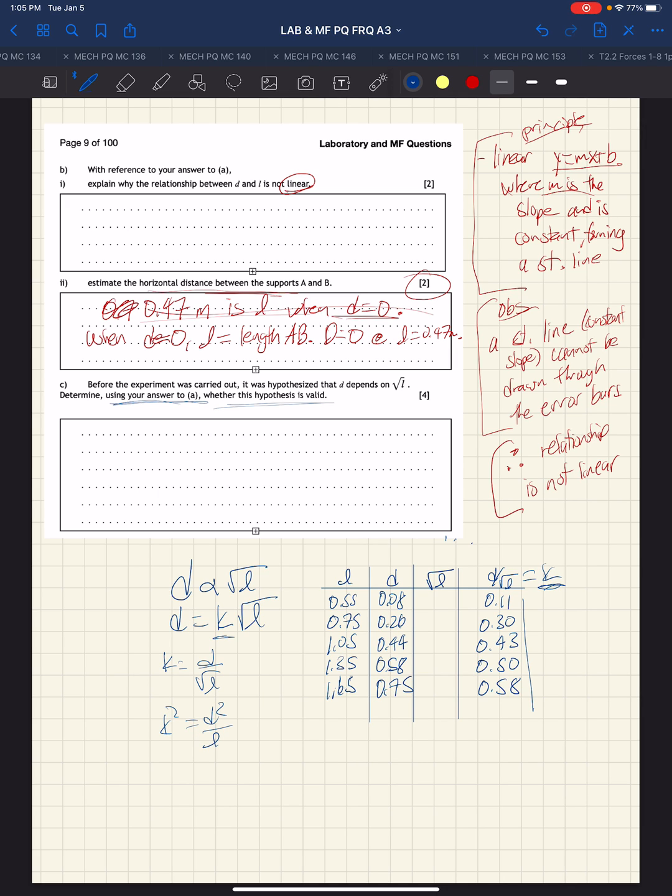So determine using your answer to A whether this hypothesis is valid. So the first thing we're going to say is this thought process. We would say, if true, D equals k times the square root of L, and k equals D over the square root of L. Taking 5 points from the graph and computing D over the square root of L, we find that D divided by the square root of L is not constant.